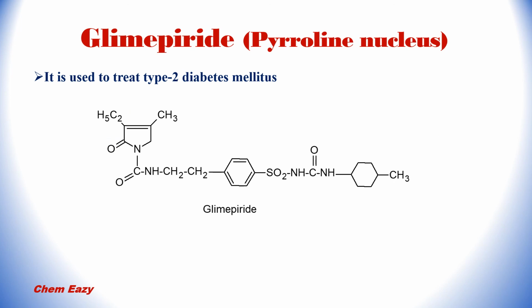Next one is glimepiride, which is used to treat type 2 diabetes mellitus. This is the structure of glimepiride in which the partially reduced pyrrole is present. It means the pyrroline, 2,5-dihydropyrrole, is present.